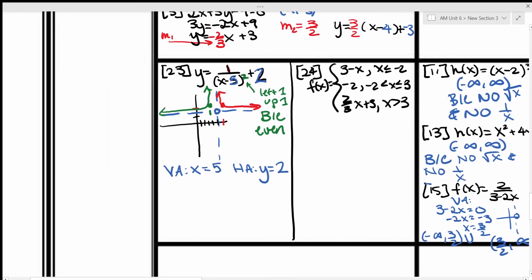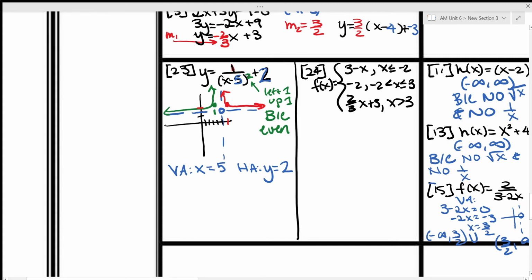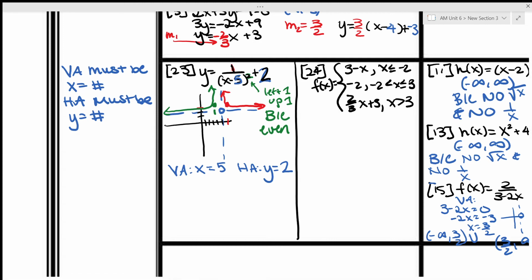Okay, on the little margin over here, I'm going to write down just a little something. VA must be x equals a number. HA, or horizontal asymptote, must be y equals a number. The reason I say that is because I wrote that exact statement on a handful of targets from last week. And so I want to make sure you guys have that. All right, let's see, domain and range. We can do that.